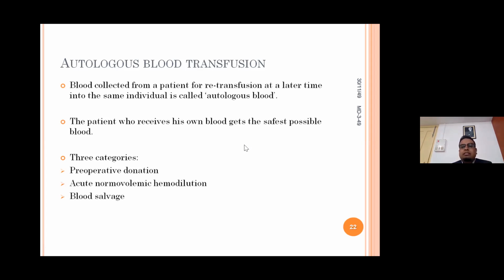What happens is, when you plan a surgery, maybe 4 weeks later, the patient comes to you at a particular interval of time. You call the patient to the blood bank, and he comes at a definite frequent interval and donates a certain amount, and that blood is kept in the blood bank for use when he is taken up for surgery. So that is how you plan his surgery, and that is called autologous blood transfusion. The patient's blood itself is kept for his own use.